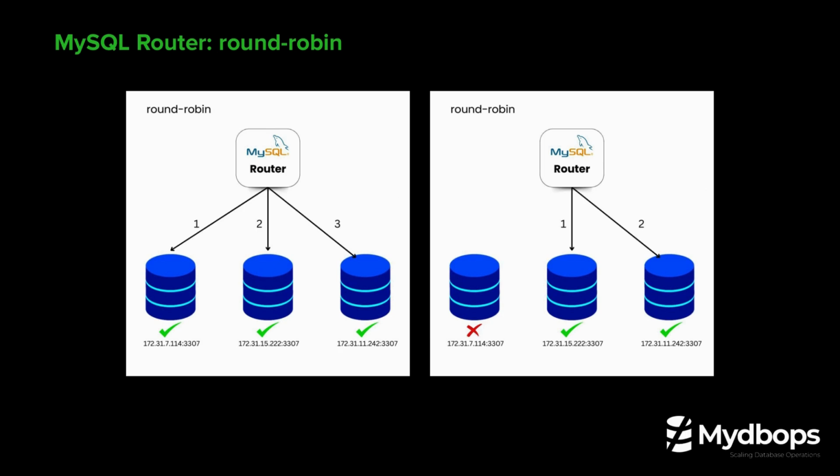And in round robin, from the name itself, we can understand that the first connection will go to the first server, the second connection will go to the second server, and the third connection will go to the third server. So whenever any one node goes down, it will do a round robin, a circular fashion, across the remaining two servers.